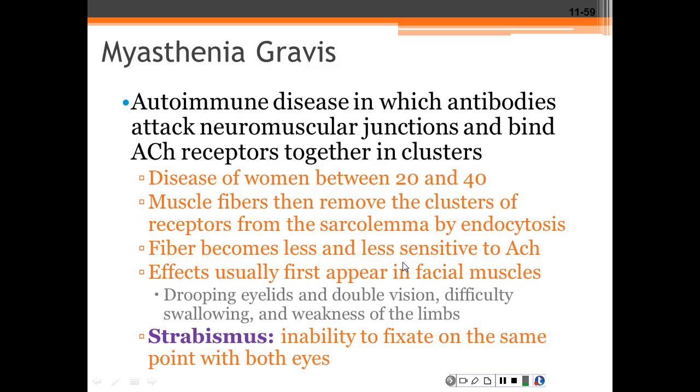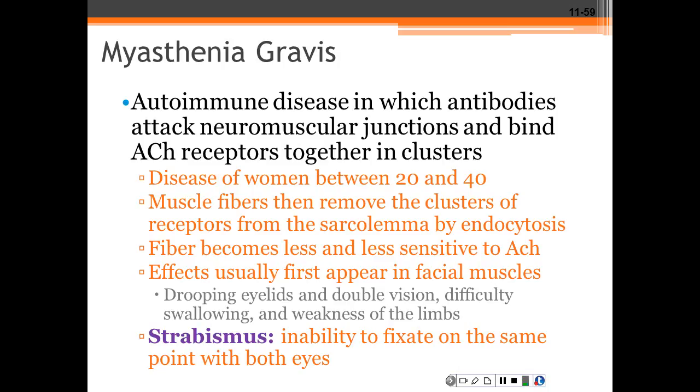Okay, so myasthenia gravis is an autoimmune disease in which the antibodies attack the NMJ, the neuromuscular junction, and they bind to the acetylcholine receptors together in clusters. So remember, the receptors are only supposed to accept 2 acetylcholines. Now you have a cluster of these antibodies attacking this particular receptor, and of course it's a disease in females, and you usually see it between the ages of 20 and 40. And what happens? The muscle fibers are going to remove these clusters of the receptors from the sarcolemma by endocytosis. The fiber becomes less and less sensitive to the acetylcholine.